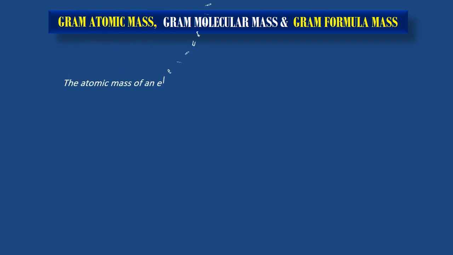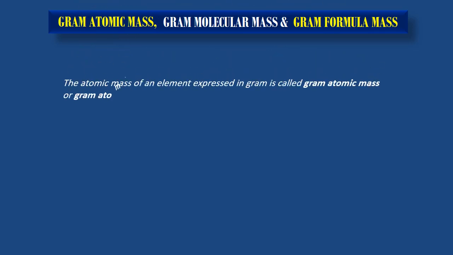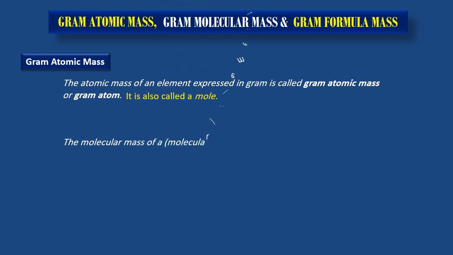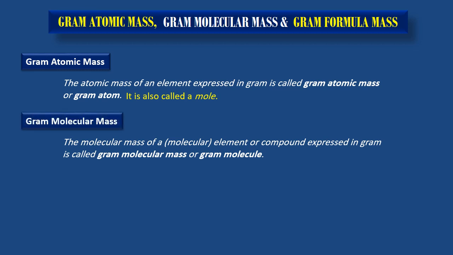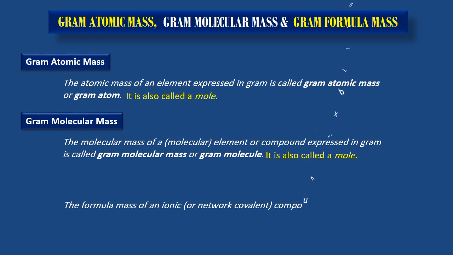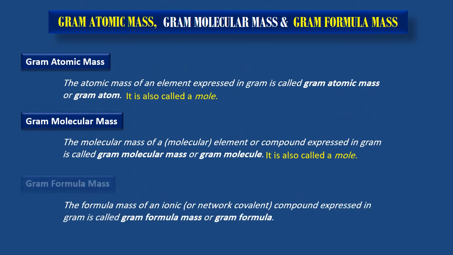The atomic mass of an element expressed in gram is called gram atomic mass or gram atom. It is also called a mole. The molecular mass of a molecular element or a compound expressed in gram is called gram molecular mass or gram molecule. It is also called a mole. Similarly, the formula mass of an ionic or network covalent compound expressed in gram is called gram formula mass or simply gram formula. It is also called a mole.